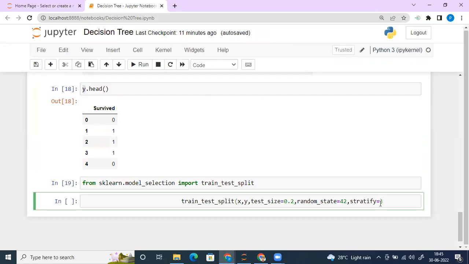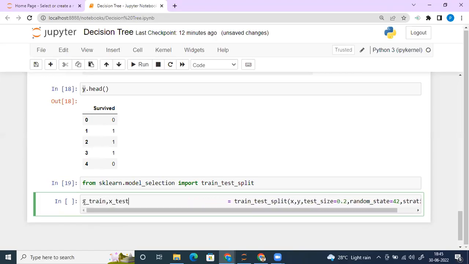y column. Right? I just mentioned it here, and we know that it will return us 4 parameters. Can anyone tell me what is the first parameter? X underscore train, then X underscore test, then Y underscore train, and then Y underscore test. Right? Let me execute this.